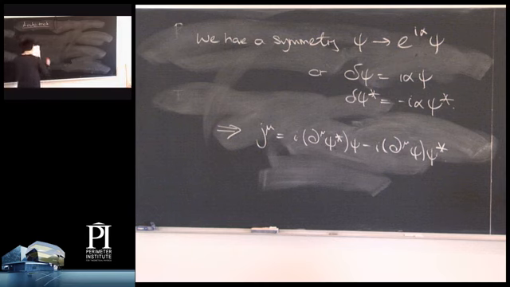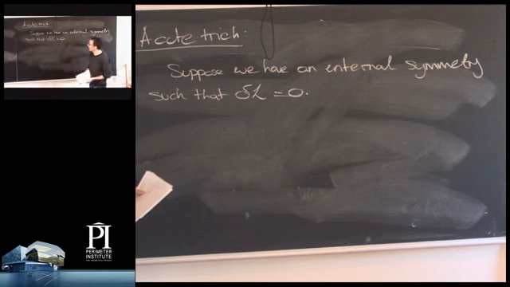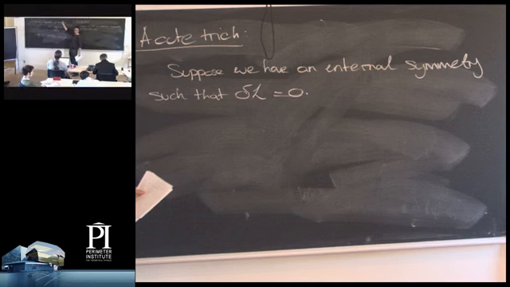So, cute trick. Suppose we have an internal symmetry such that delta L is equal to 0. And there's going to be some parameter, or maybe a bunch of parameters, alpha, which are the constants which tell us how much we're implementing this symmetry. Just like here, they tell us how much we're rotating the phase of psi. So the trick is the following.